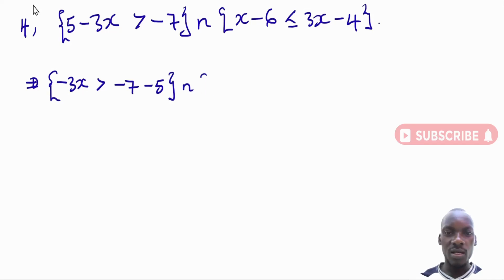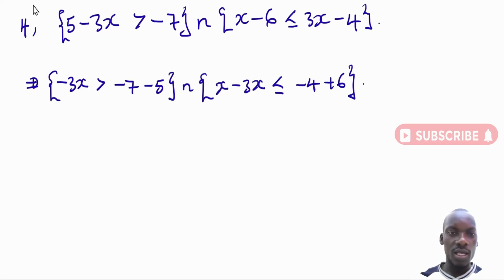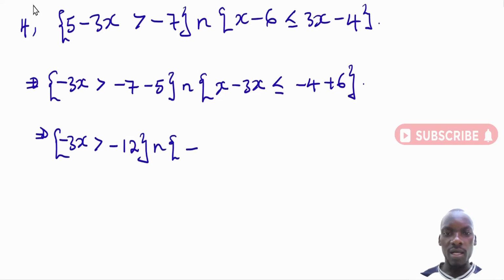Then intersection, we have now x minus 3x is less than or equal to negative 4 plus 6. This is negative. When it crosses, the inequality symbol becomes positive. So in here, the next step we have negative 3x being greater than, when we simplify negative 7 minus 5, that is negative 12, and the curly brackets, intersection, another bracket. Here we have now negative 2x being less than or equal to, as we simplify negative 4 plus 6, it gives us a positive 2.